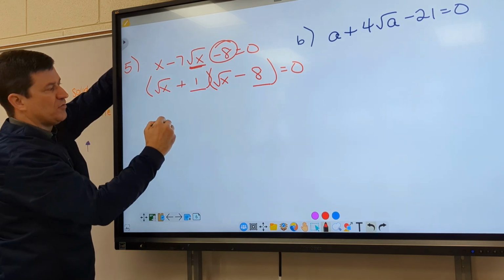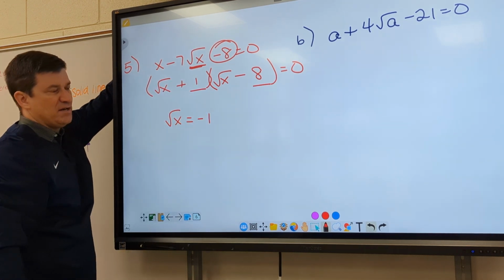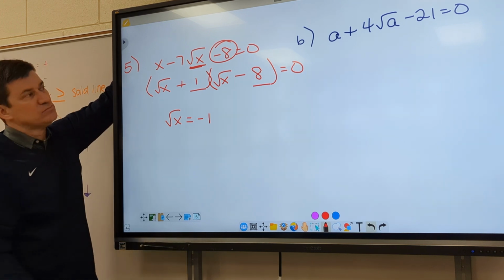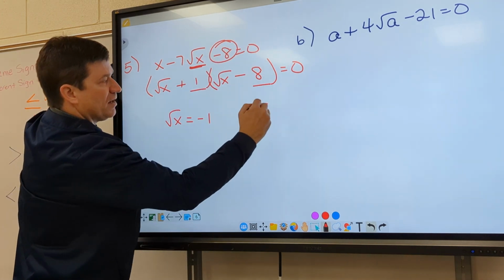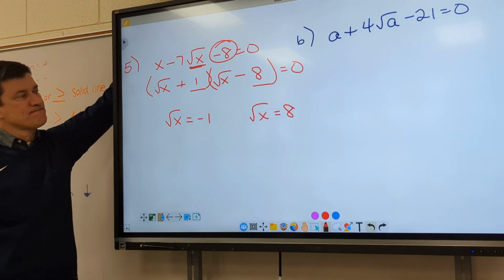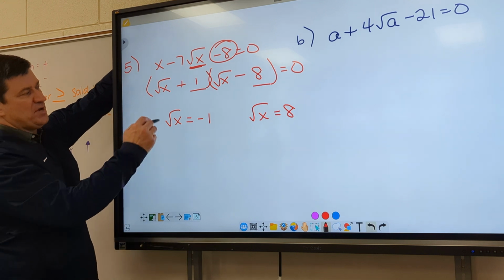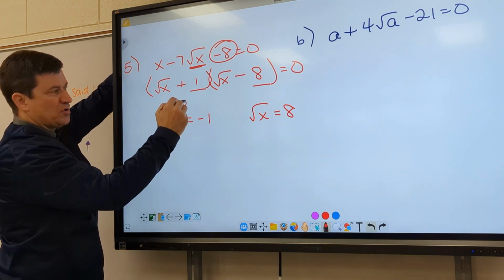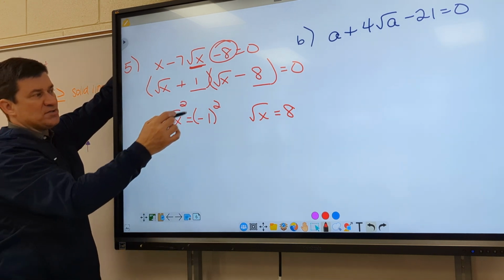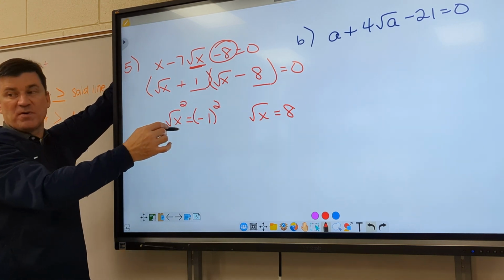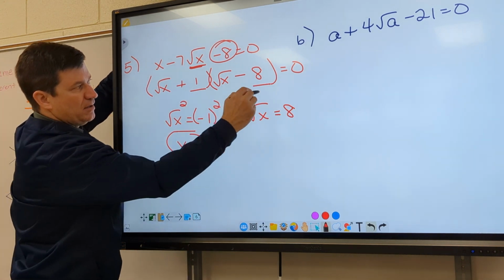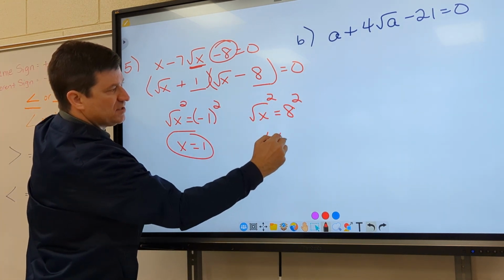Move plus 1 over. That gives you a negative 1. Move negative 8 over. That gives you positive 8. Last step. You've got to get rid of the square root sign, so we're going to square both sides. So what is negative 1 squared going to be if you have it like you're supposed to in parentheses? That's positive 1 for your answer. 8 squared is positive 64 for your answer.